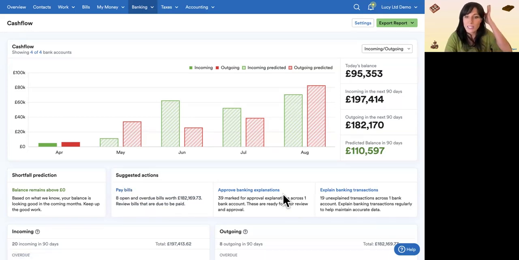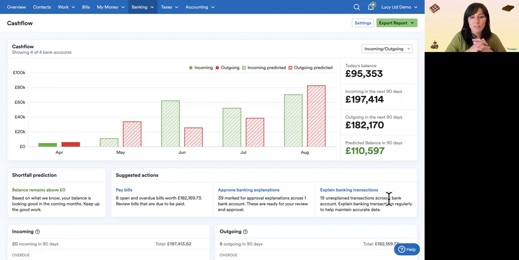We can also see here that I've got 39 bank transactions that need approval. This is where another one of our AI algorithms has guessed the categorization of your bank transactions. And I just need to go in and say, yes, that's right. And then we've also got 19 unexplained transactions here, which I need to just go in and explain. Doing all of this will make my cash flow nice and up to date and as accurate as possible.